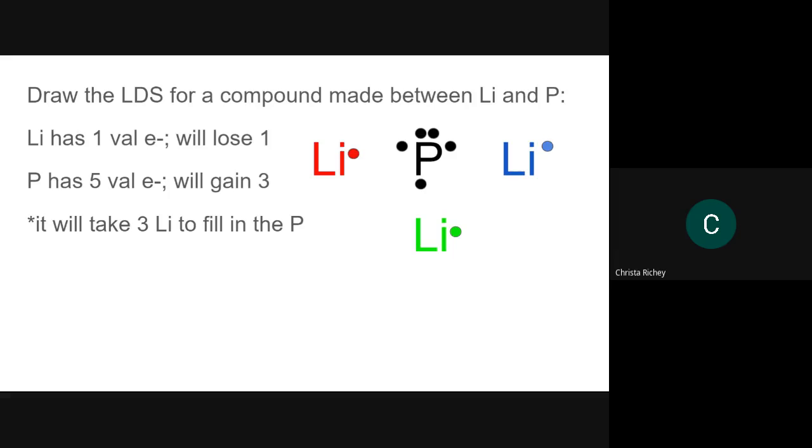So according to the way I did it, where's the red one going to go? It's going to go right there. And then the green one's going to go to the bottom hole, and the blue one's going to go to the right hole. And phosphorus is going to suck up all 3 of those electrons, and poor lithium is going to be left all by itself.